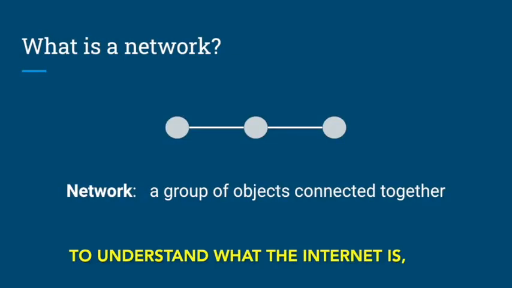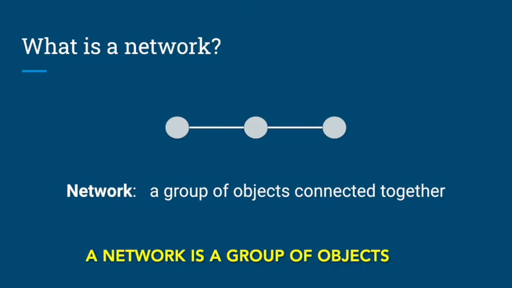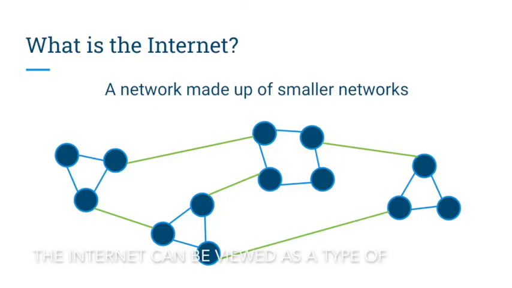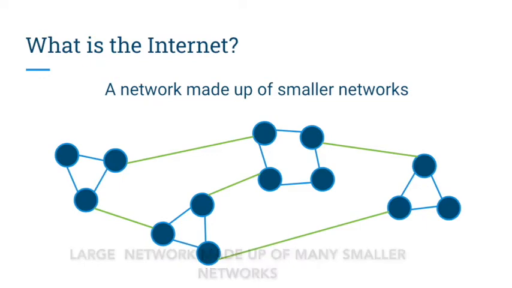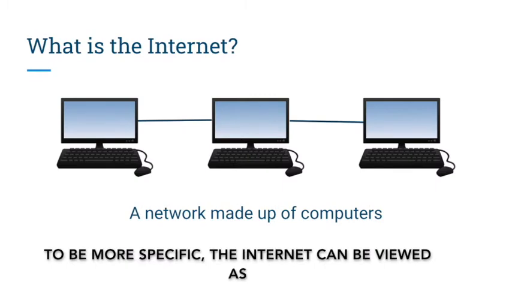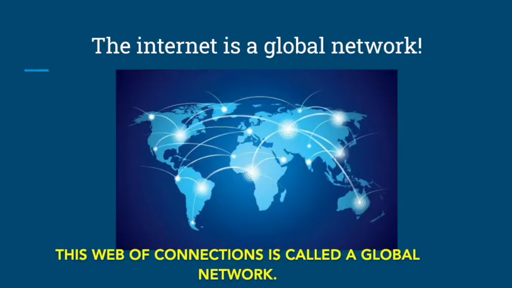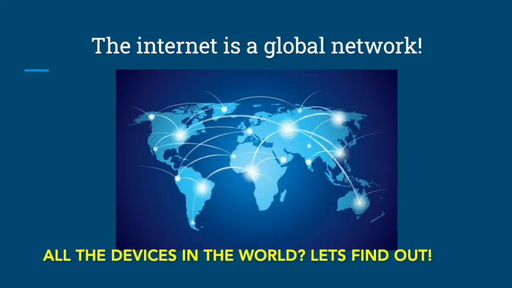To understand what the internet is, we must first define the word network. A network is a group of objects connected together in some sort of way. The internet can be viewed as a type of large network made up of many smaller networks. To be more specific, the internet can be viewed as a series of connections between each computer in the world. This web of connections is called a global network. But how exactly do we connect all the computers, all the devices in the world? Let's find out.